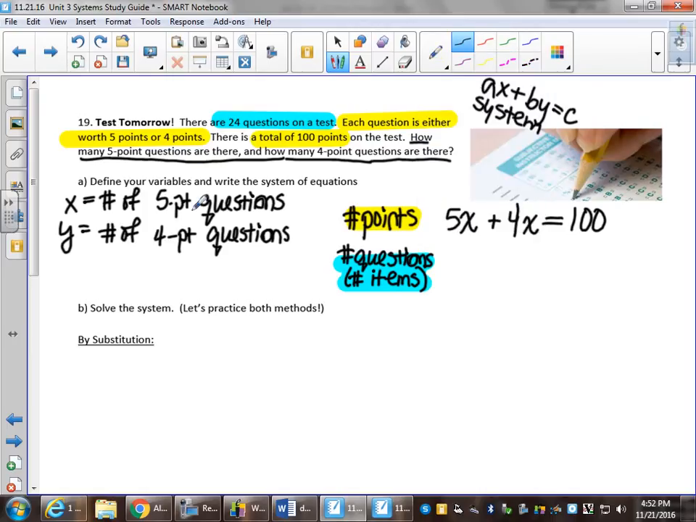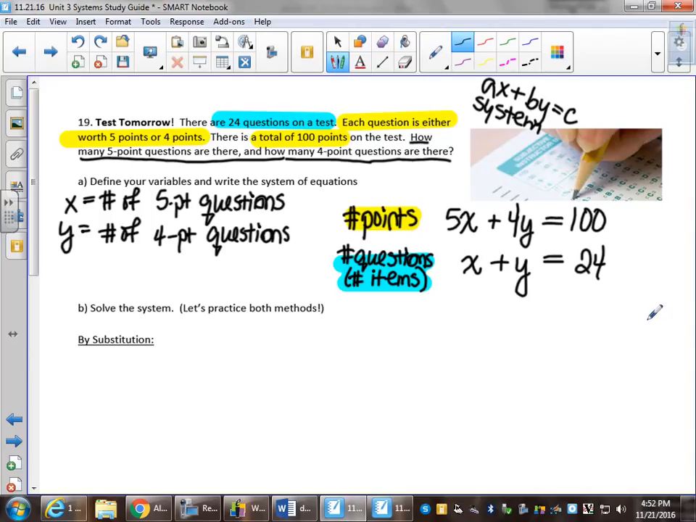The number of 5-point questions, x, plus the number of 4-point questions, y, equals, I just noticed a typo, it's supposed to be 4y, sorry about that. Okay, try that again. Number of 5-point questions, which is x, plus the number of 4-point questions, which is y, equals how many questions total on this test? Tells me 24. We have our system, and now it's time to solve.